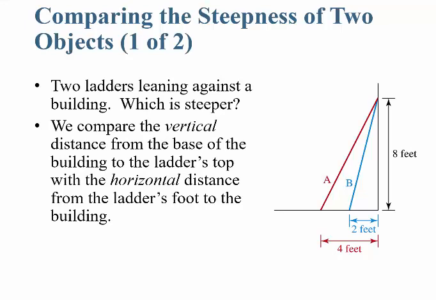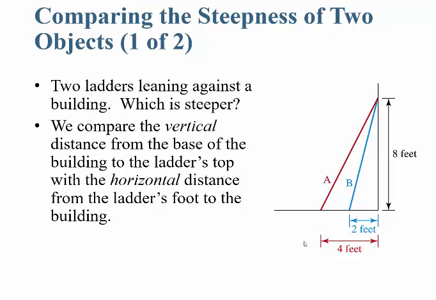Okay, so first thing I want to talk about is comparing the steepness of two objects. Suppose you have two ladders, and we'll call them ladder A and ladder B, leaning against a building. Notice how when they lean against the building, they both meet at the top at 8 feet. So ladder B goes up to 8 feet, and ladder A goes up to 8 feet. But notice how ladder B is only 2 feet from the wall, and ladder A is 4 feet.